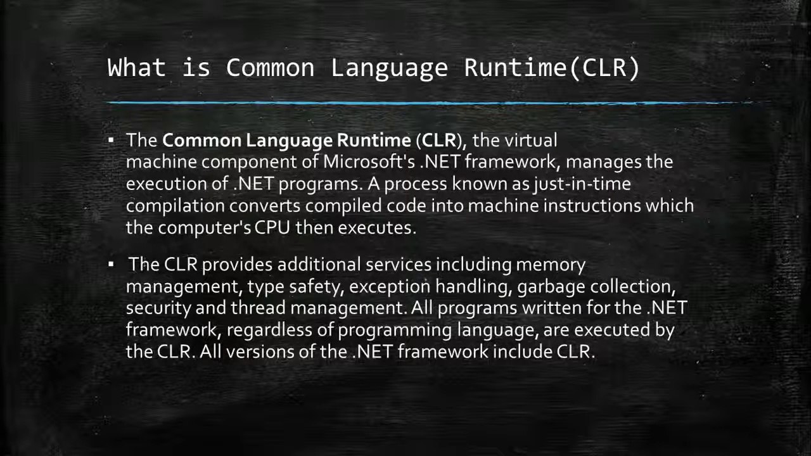A process known as just-in-time compilation converts compiled code into machine instructions, which the computer CPU executes. The CLR provides additional services including memory management, type safety, exception handling, garbage collection, security, and thread management. All programs written for the .NET Framework, regardless of the programming language, are executed by the CLR, and all versions of .NET Framework include CLR.